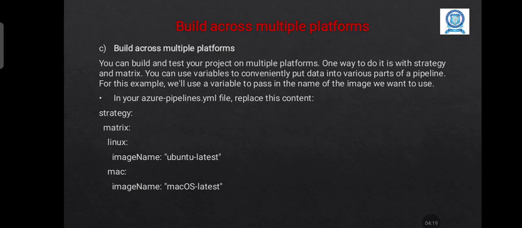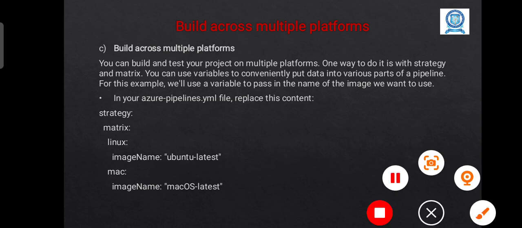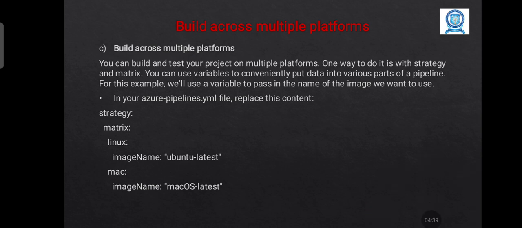We can build and test our project on multiple platforms. One way to do it is with a strategy and matrix. You can use variables to conveniently put data into various parts of a pipeline. For this example, we can build and test a project on multiple platforms with the help of a strategy and matrix. We can use variables to conveniently put data into various parts of our pipeline. For example, we will use a variable to pass in the name of the image we want to use.